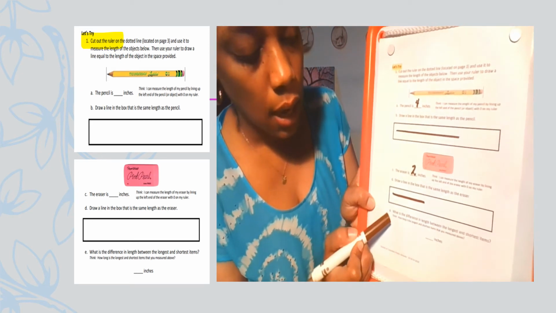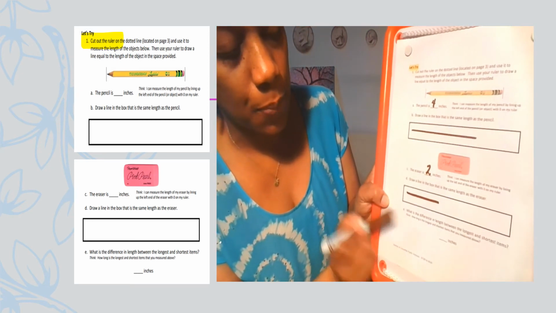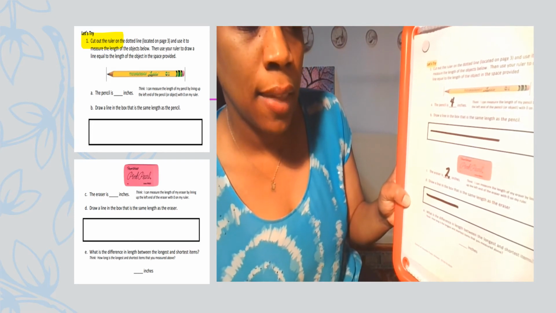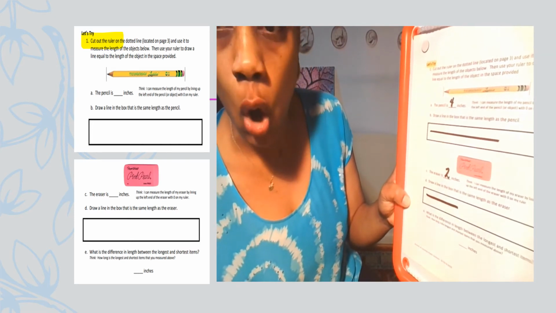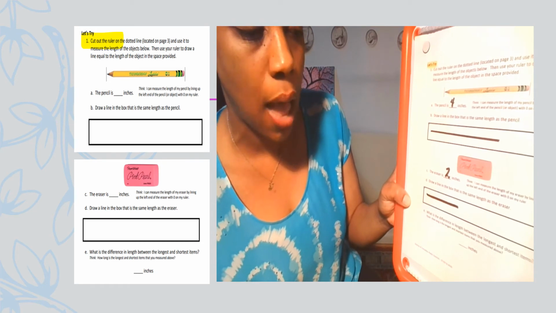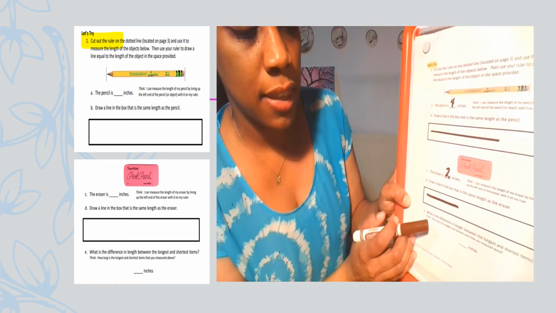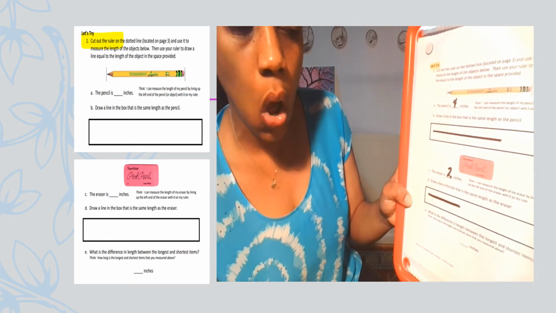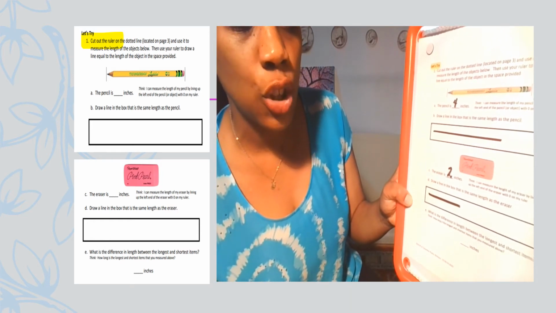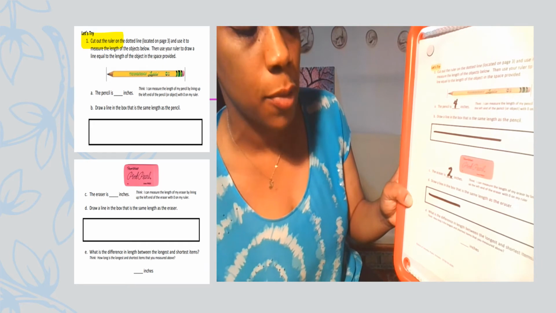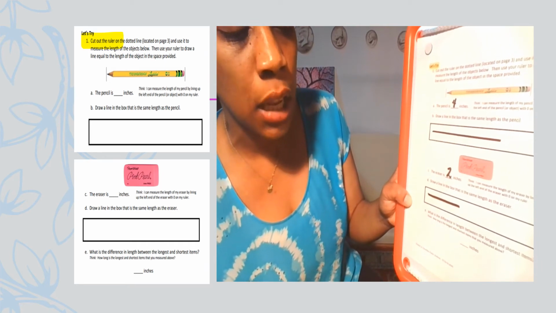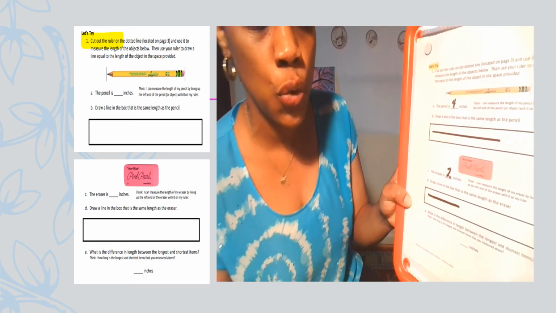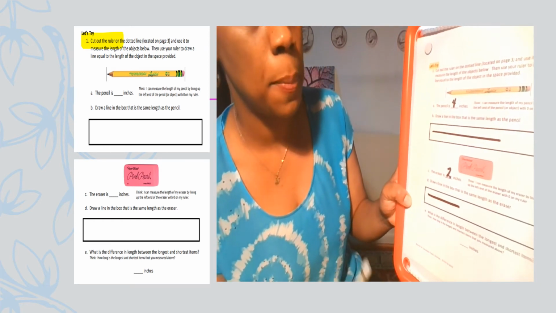Next and last, part E. It says, what is the difference in the length between the longest and the shortest objects? Then they tell you what to think about. It says, how long is the longest? Let me read that again. How long is the longest and the shortest items that you measured above?